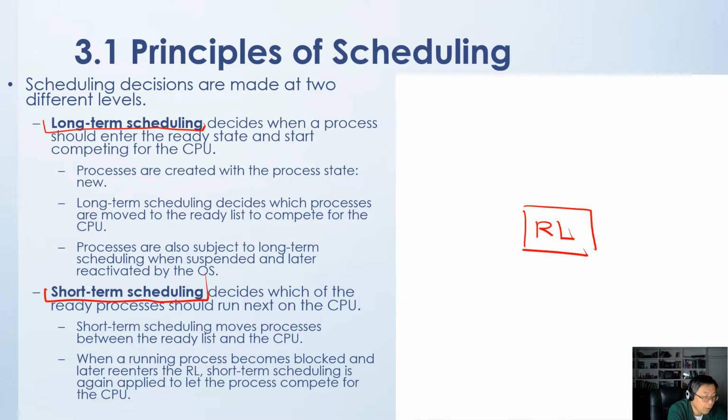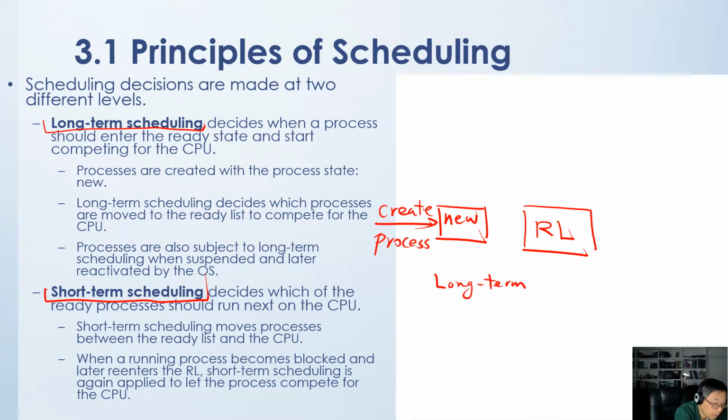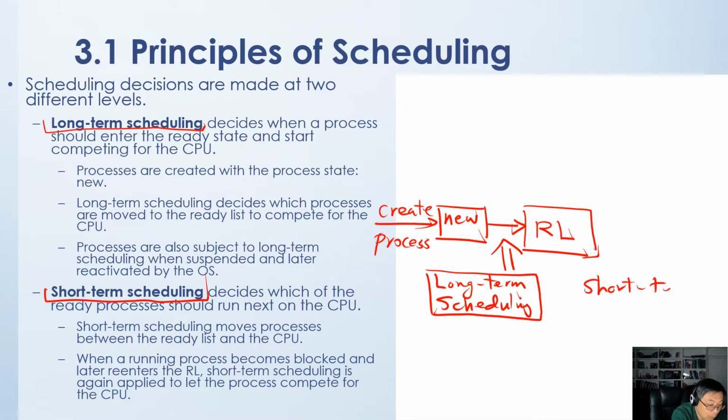Okay. So instead, once a process is created, these operating systems will assign a state called new. So they're not going to assign the process to the ready state, but instead they're going to assign the process to the new state, and then let the long-term scheduling decide whether the process should be moved to the ready list or not. Okay. Now, once the long-term scheduling decides that this process should be moved to the ready list, then the short-term scheduling will kick in.